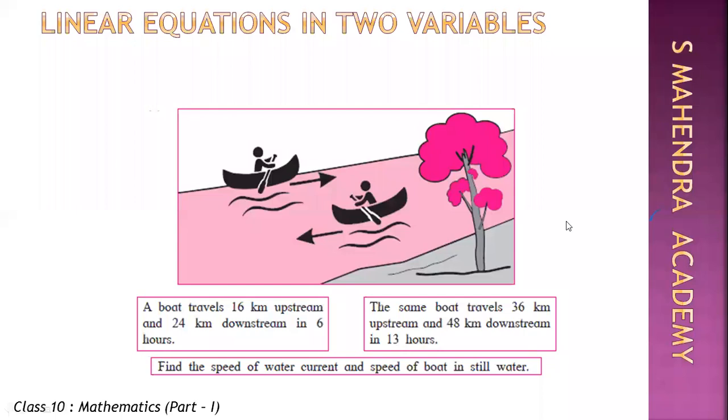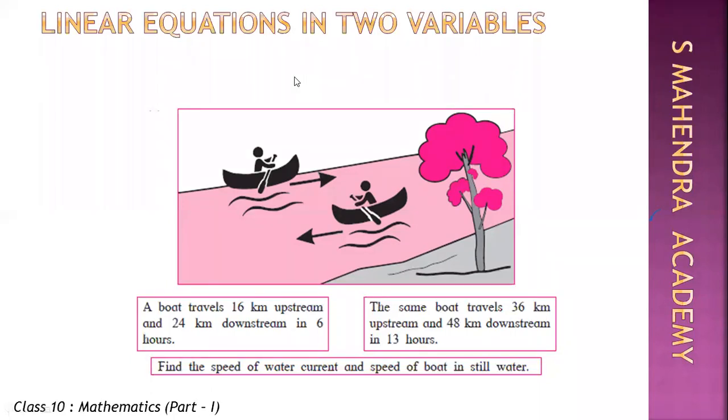In this equation, we have two conditions. First condition is a boat travels 16 km upstream and 24 km downstream in 6 hours. And the second condition is the same boat travels 36 km upstream and 48 km downstream in 13 hours. Find the speed of water current and speed of boat in still water.